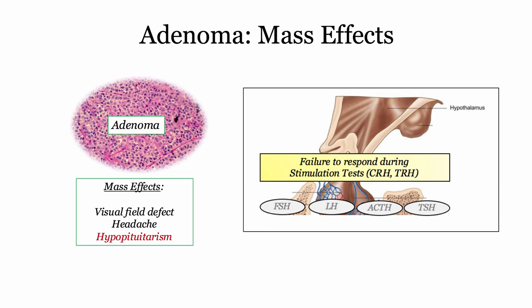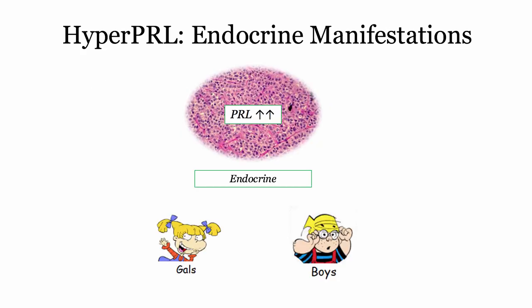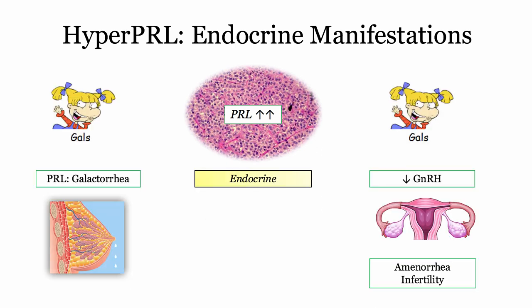The mass can impact the gland itself or hypothalamic releasing factors. This is not specific to hyperprolactinemia. Moving on to the endocrine manifestations, you should be aware that men and women experience different hormonal manifestations. Women, as we've already reviewed, will present with symptoms directly related to the prolactin elevation, namely galactorrhea. In addition, as a result of inhibition of GnRH release, women will come to medical attention earlier than men due to the presence of amenorrhea or infertility.